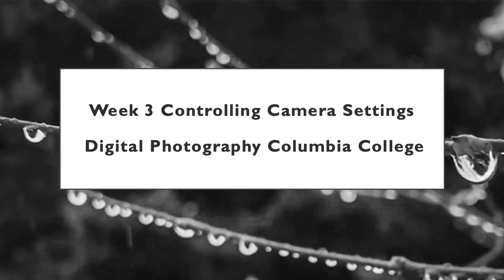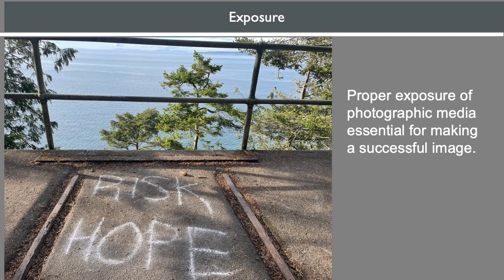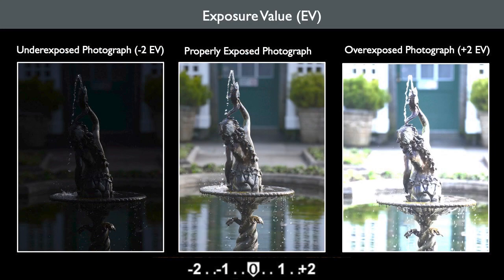This presentation covers controlling DSLR and smartphone camera settings. Proper exposure of photographic media is essential for making a successful image. A proper exposure contains a true white, a true black, and a balance of tonal ranges in between. Exposure refers to the relative darkness and lightness of a photograph.